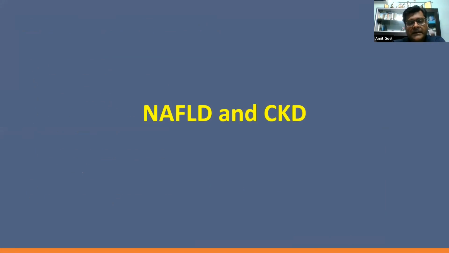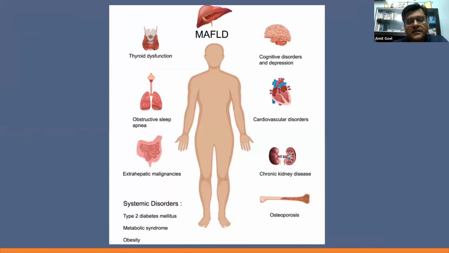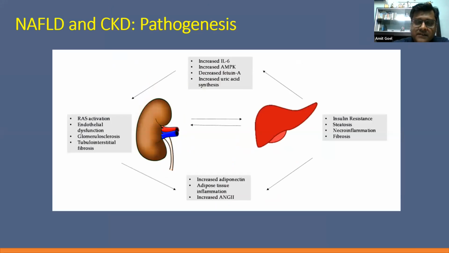Now I'll move to NAFLD and chronic kidney disease, which is the most recent metabolic pandemic of the world. It is really a disease which affects all the organ systems, starting from brain, obstructive sleep apnea, malignancy, GI tract, kidney disease, heart, name any organ system, and all of them are affected in fatty liver disease.